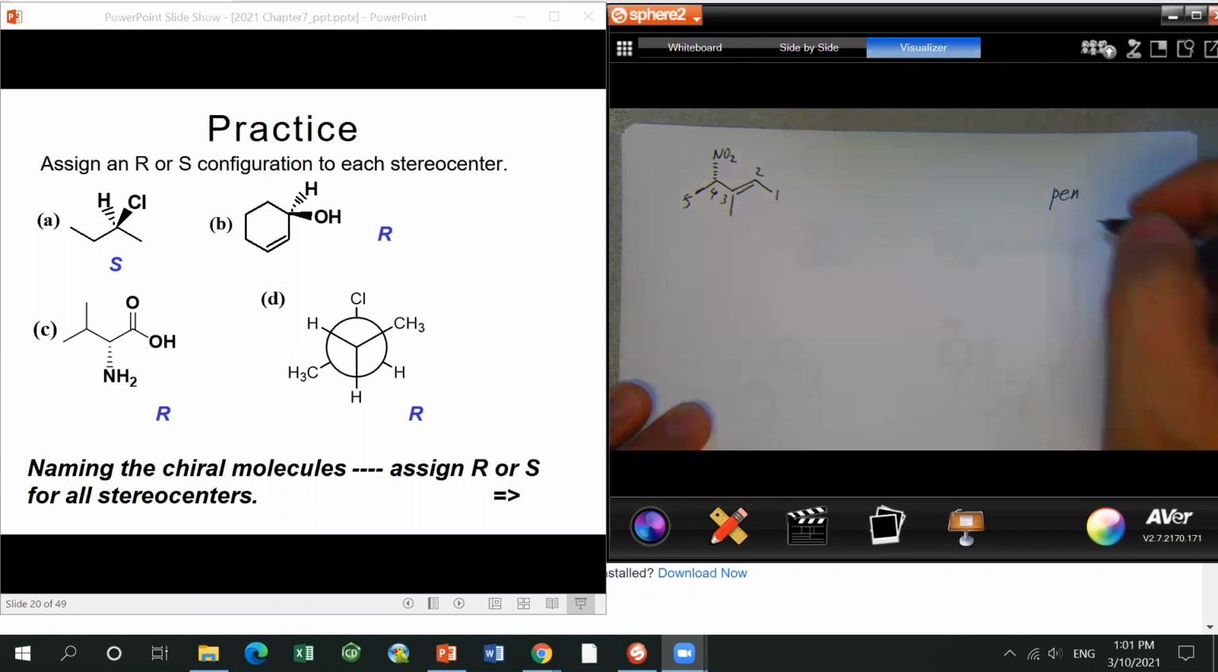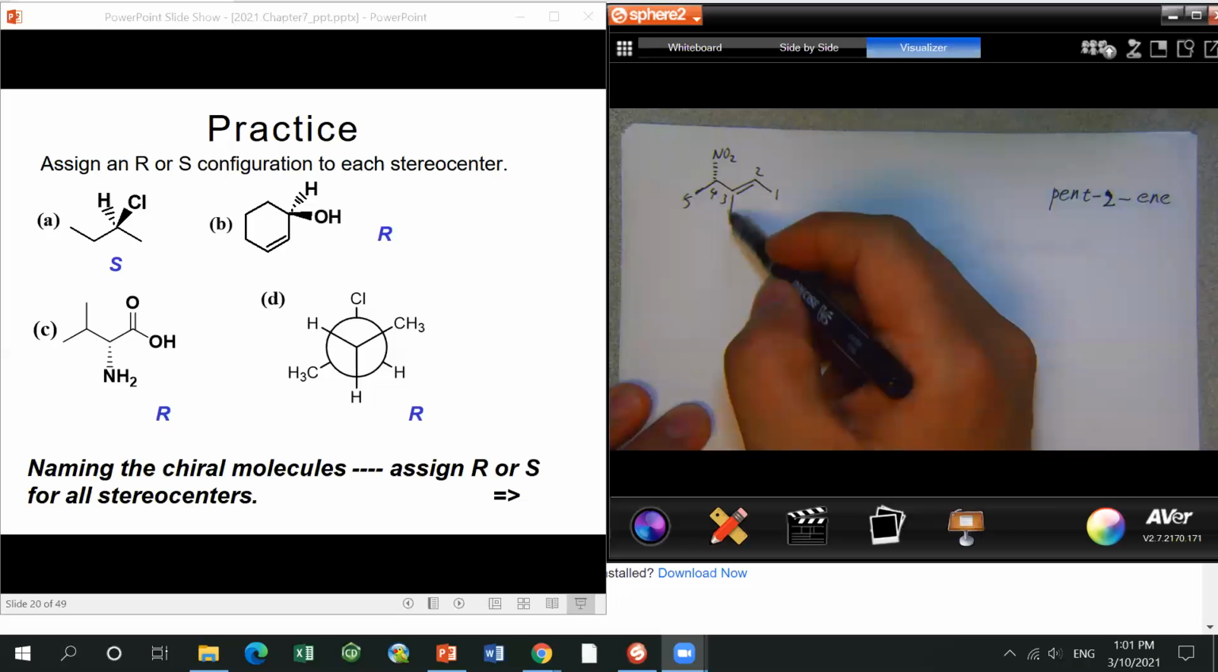So we put the 2 here. It should be 2-ene. You can also put the 2 before the pentene, and that's also fine. And then we take off the methyl and also nitro.